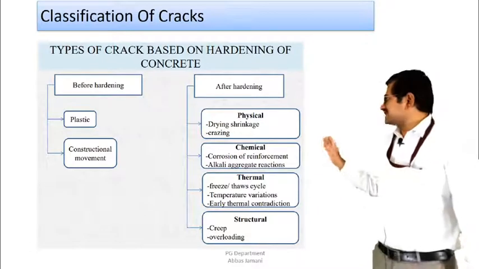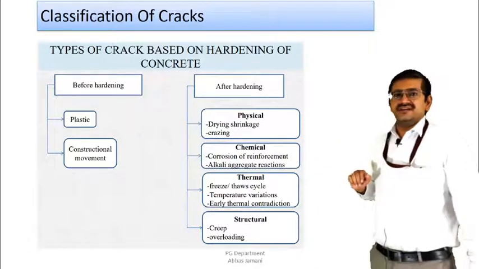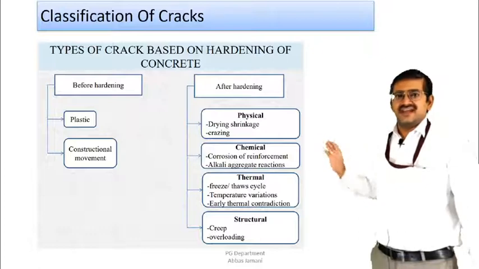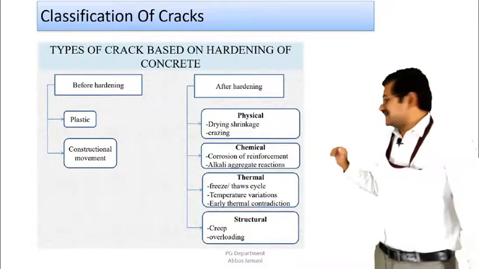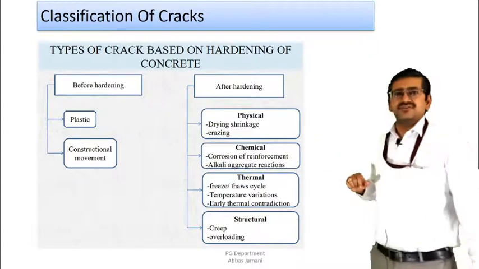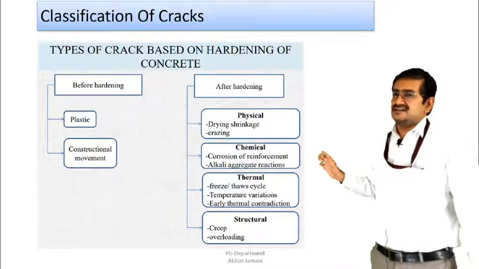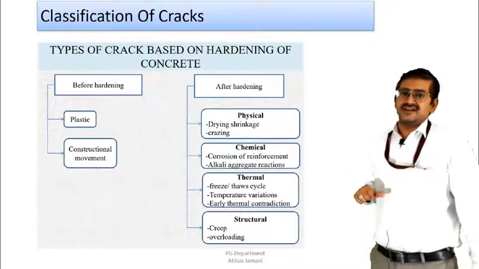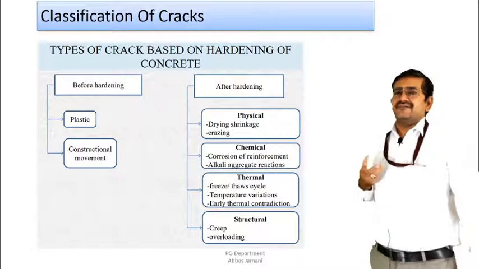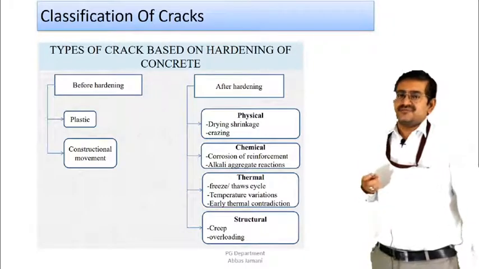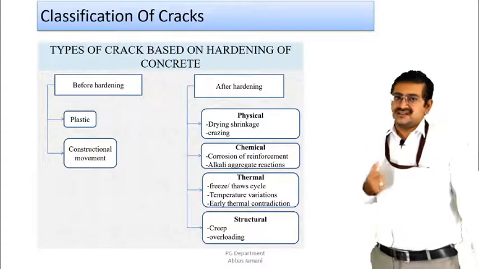When you talk about the physical reason, it takes into consideration drying, shrinkage, and crazing. When you talk about the chemical aspect, it includes the corrosion of reinforcement and alkali-silica reaction, which we have already discussed in the case of durability of concrete, and how important it is for us to maintain the durability of the concrete, that we have discussed in detail.